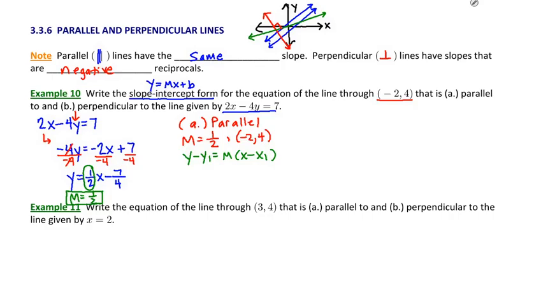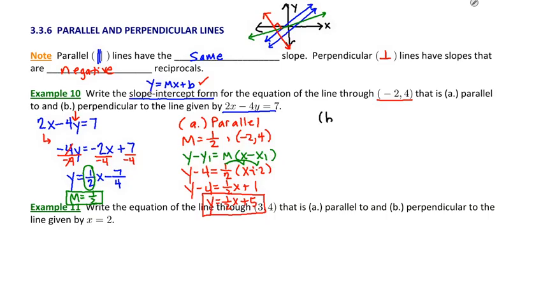Plugging in our information, y1 is 4, that's the y coordinate of our given point. M is 1/2, x1 is negative 2. So we're going to subtract a negative 2, which ends up being plus 2. So there's the point slope form of the line, but remember we want the slope intercept form. So what we need to do next is distribute our 1/2 to break up these parentheses. And we'll have y minus 4 equals 1/2 x plus 1. And then we're going to add 4 to both sides. So we have 1/2 x plus 5. So this is the line that is parallel to the given line.